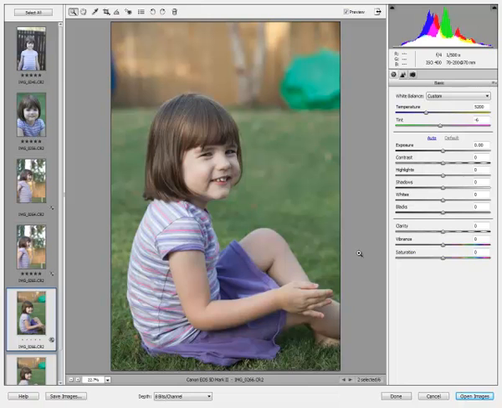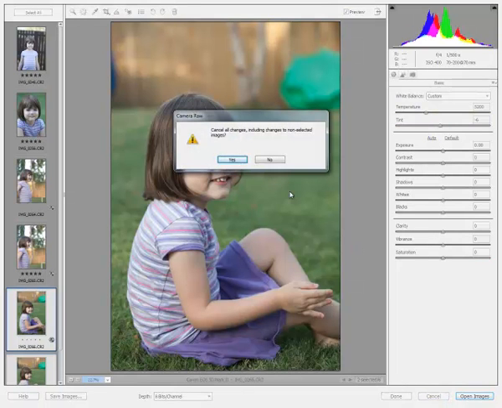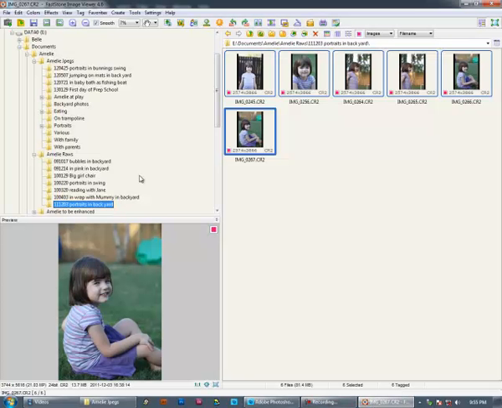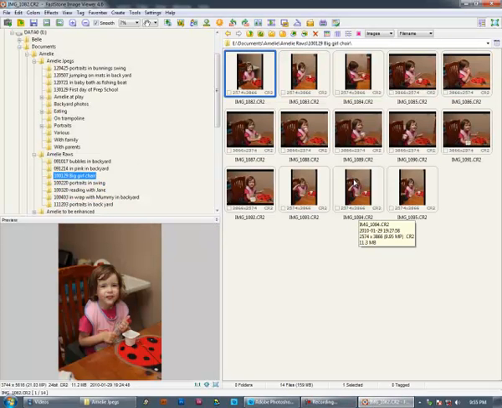No, don't worry about that. Thank you, Photoshop. What? Oh, yes, sorry. Cancel all changes. Okay. We'll just have a look at one more example of that. So I've got all these.